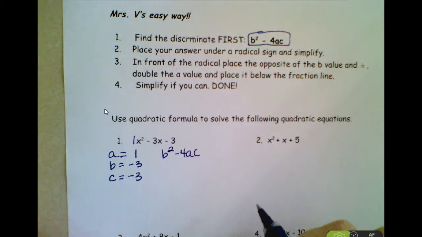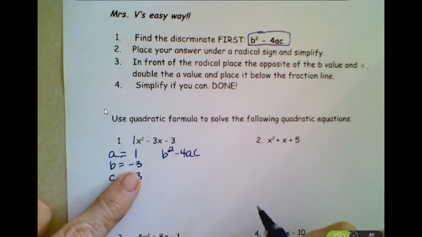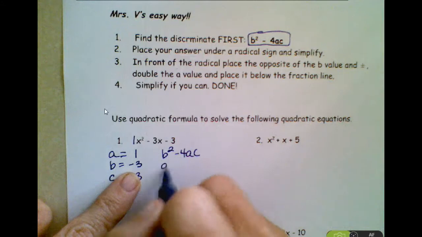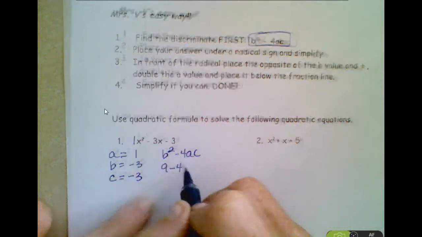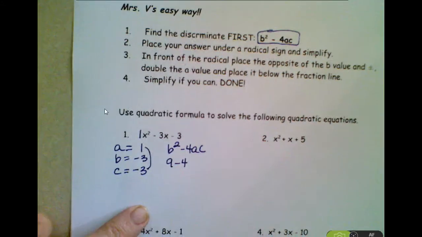So, Macy, what's our b value? Negative 3. And square it. What's negative 3 squared? 9. 9. Good. Minus 4. And what I do is a and c you can multiply together pretty easily, right? What's 1 times negative 3? Negative 3.